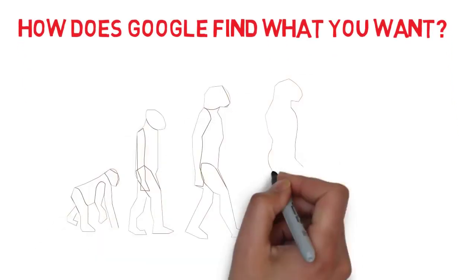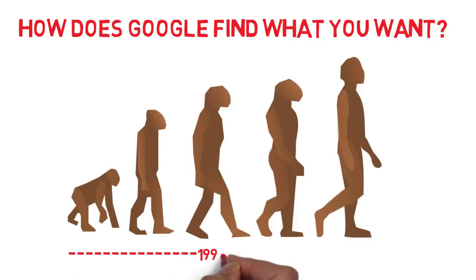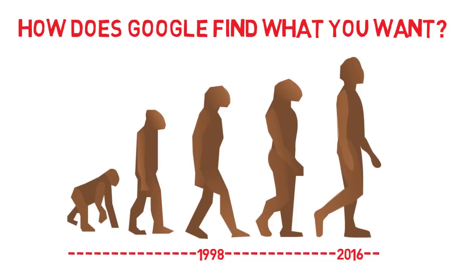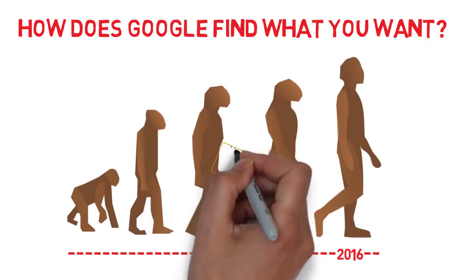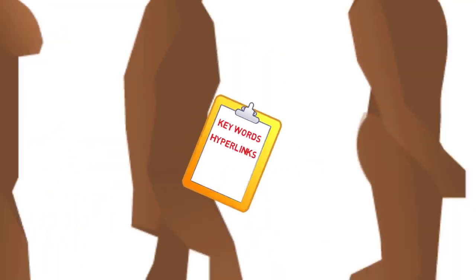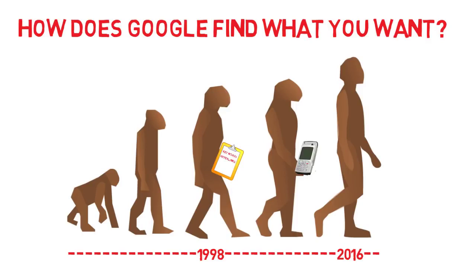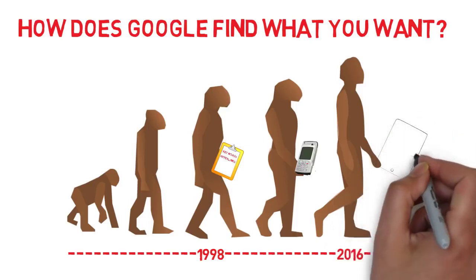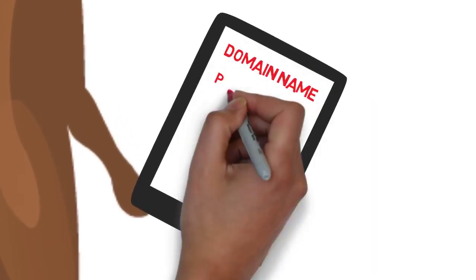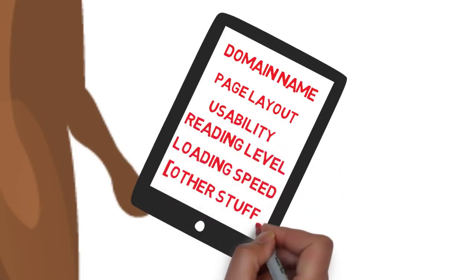The search algorithm that Google uses to sort web pages is constantly evolving. When Google was founded in 1998, its algorithm primarily relied on two key factors to rank web pages: the number of keywords on a page and the number of inbound hyperlinks. However, since then, the algorithm has been modified thousands and thousands of times, and it now uses over 200 factors to rank web pages, including things like domain name, page layout, usability, reading level, loading speed, etc.